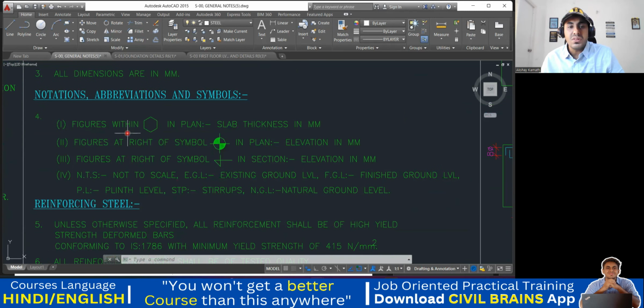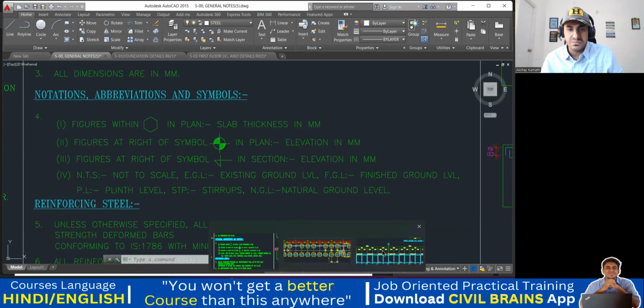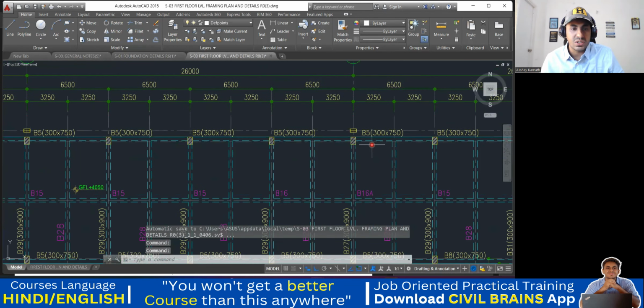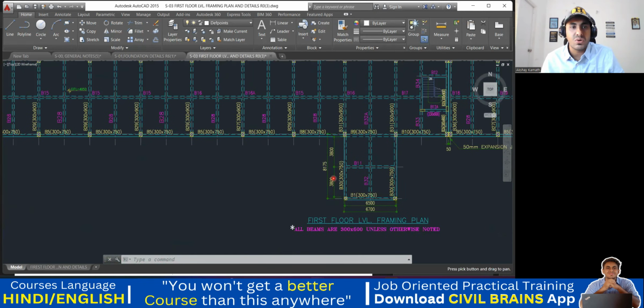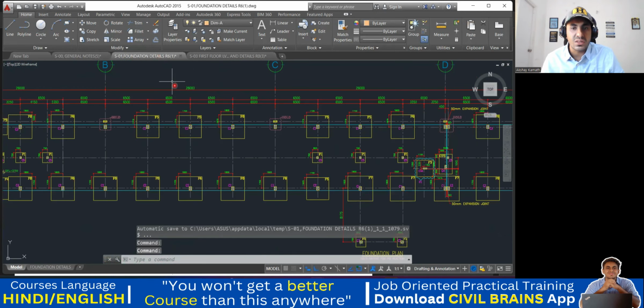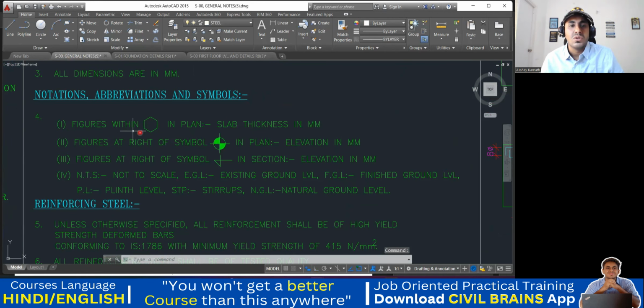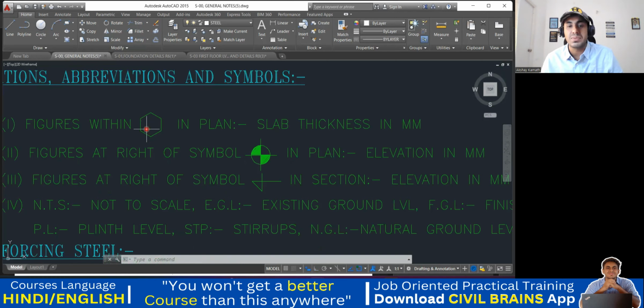Wherever you find a figure with a symbol like this in the plan, that indicates it is a slab thickness. In the future drawings, I'll be showing you. For example, I have one drawing here, but the slab thickness is not mentioned. Anyhow, not required, this is for the foundation details. Here also it is not mentioned, not an issue. Try to understand the concept, that is enough. So wherever you find a figure something like this in the plan, it means that inside this they are going to mention the slab thickness.